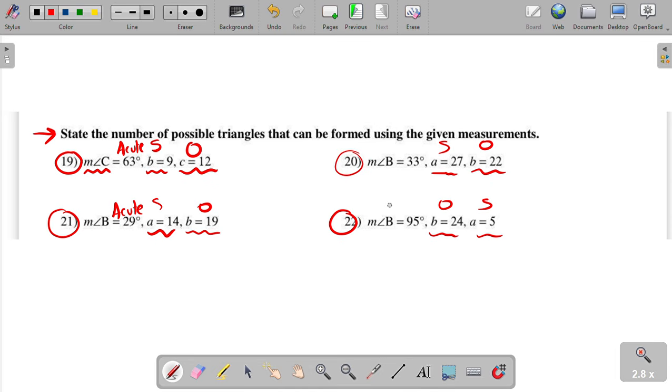95, now this is an obtuse angle. This is greater than 90. Here 33 is less than 90, so it's acute, because you must find out which rule you are going to use. Then you look at the rule and find out if you need to find the height and so on. This is the only thing you need to know here, and then you find out the number of triangles according to the rule. Okay, that's it.